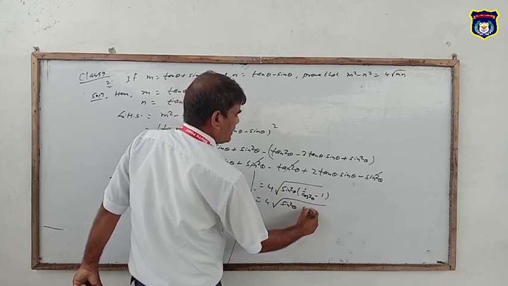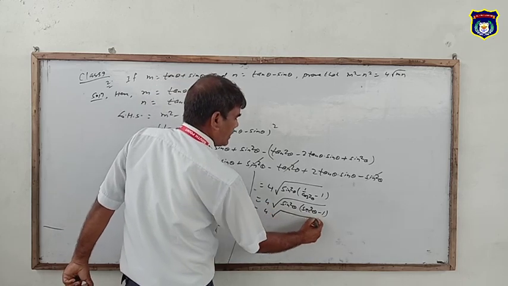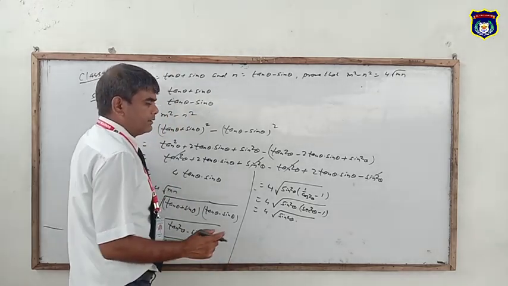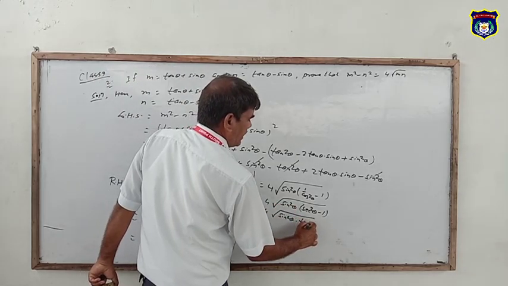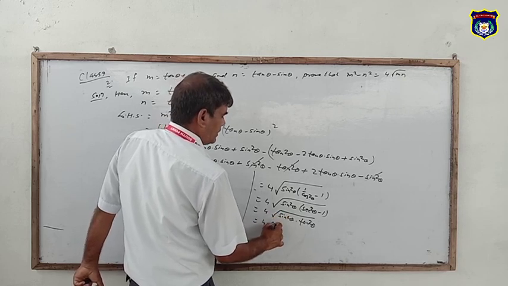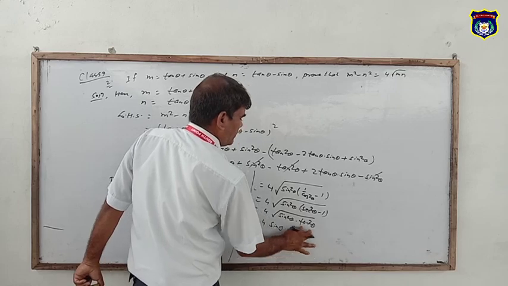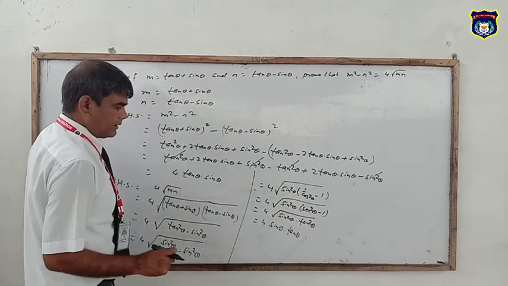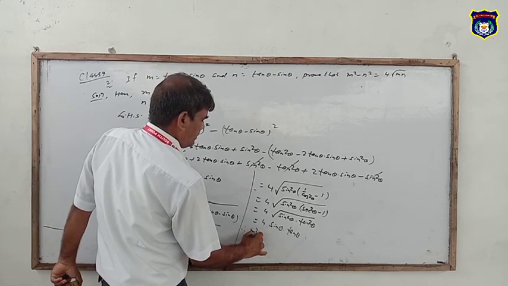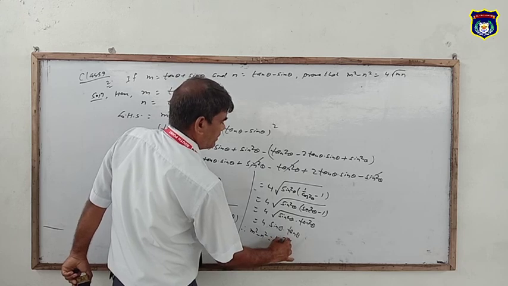1 by cos square is sec square theta minus 1. So this is sin square theta. Sec square theta minus 1 is tan square theta. So this is 4 sin theta into tan theta. LHS and RHS both are same, therefore m square minus n square is equal to 4 root mn.